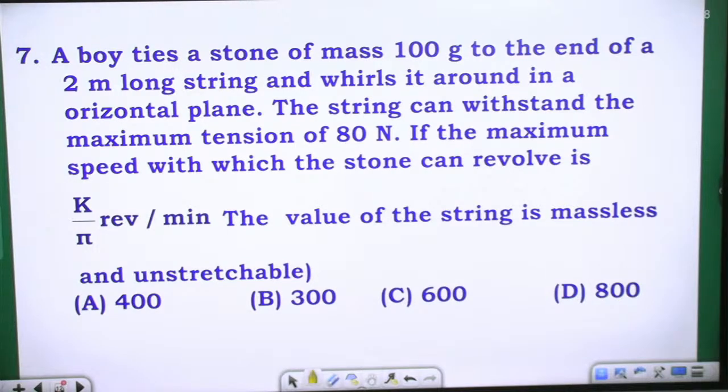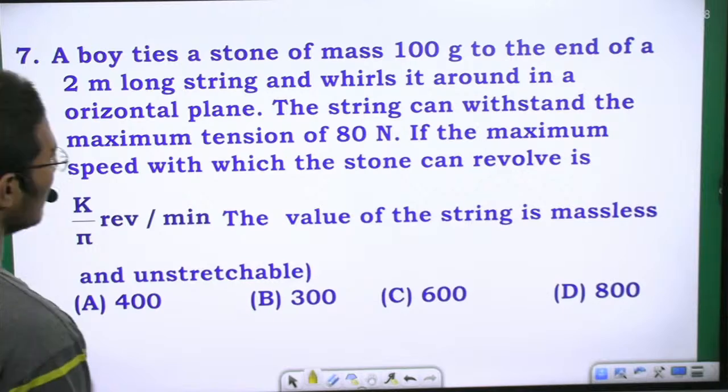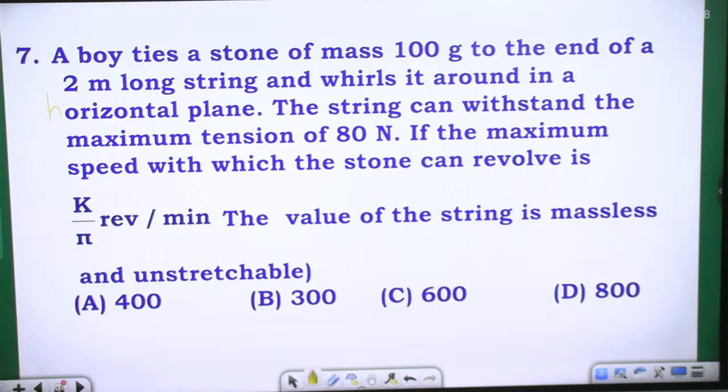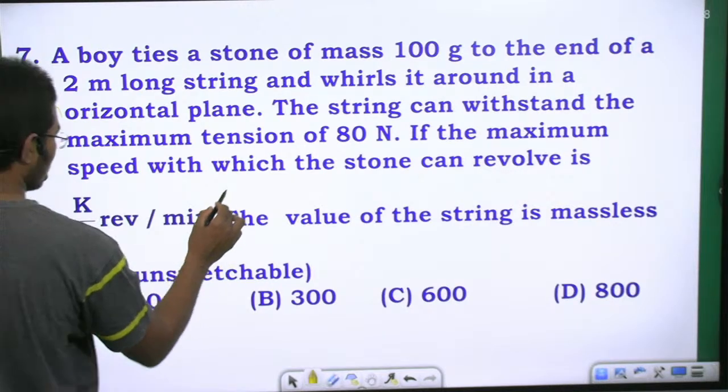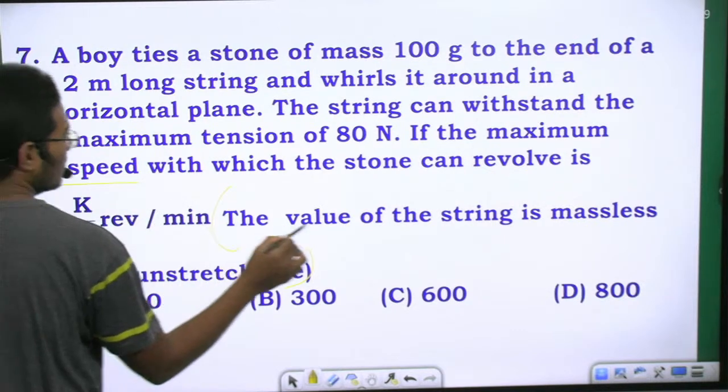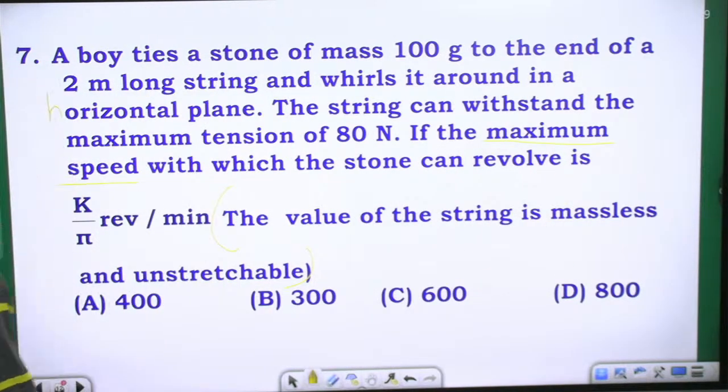So a boy ties a stone of mass 100 grams at the end of a 2-meter long string, and whirls it around in a horizontal plane. The string can withstand the maximum tension of 80 Newton. If the maximum speed with which the stone can revolve is k by pi revolutions per minute, find the value of k. The string is massless and unstretched. So he is trying to ask the speed with which the stone whirls or rotates.